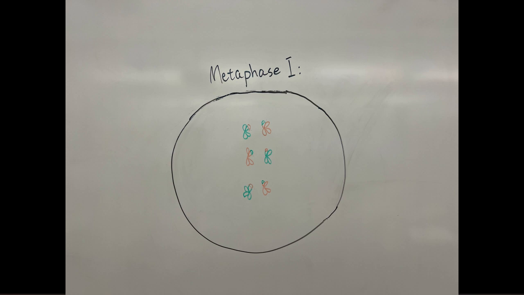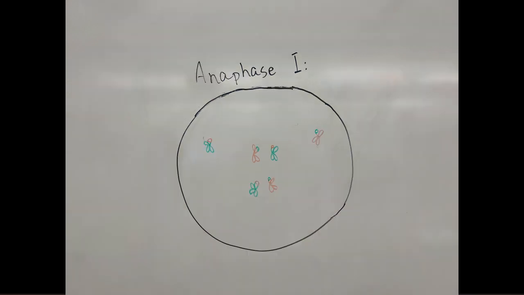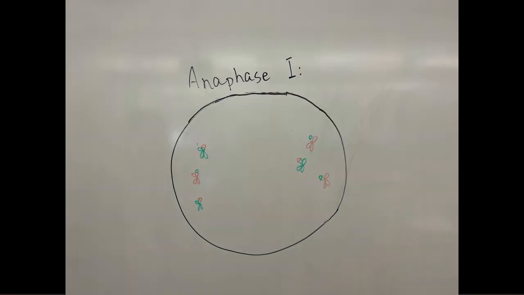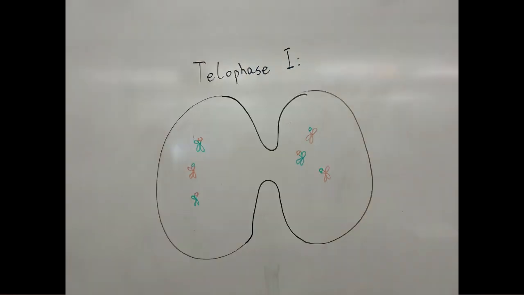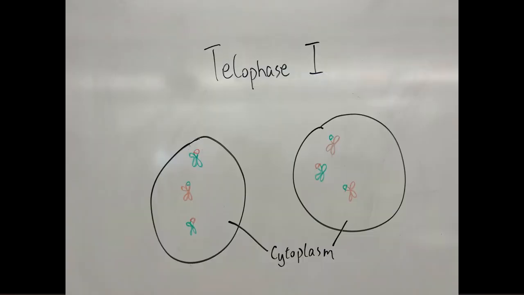Then in metaphase 1, the 3 homologous pairs of sister chromatids line up horizontally in the middle of the cell, and in anaphase 1, the 3 pairs get pulled to the opposite ends of the cell with the sister chromatids still intact. Finally, in telophase 1, the process of cytokinesis divides the cytoplasm equally into the 2 haploid cells resulting from anaphase 1 and gets ready for meiosis 2.